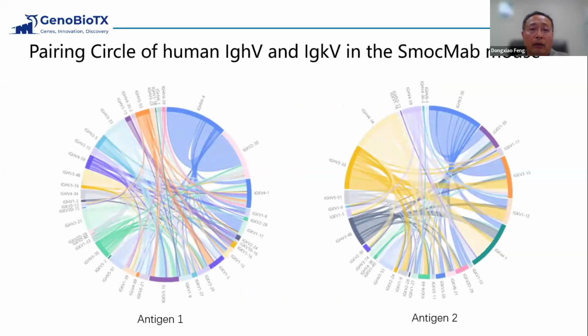And then we tried to find out if all the variable regions and D regions or J regions have been used in those mice. You can see that this is a pairing circle of human IgHV and IgKV in the SmokeMAb mice. Here we tested 2 antigens. You can see that all the variable regions in heavy chain and light chain are being used, and they can pair to make a fully monoclonal antibody. It's quite similar to the pattern in human.